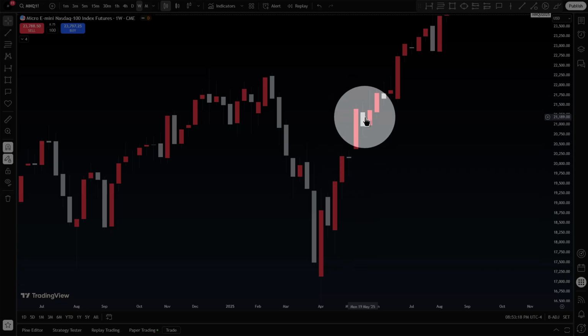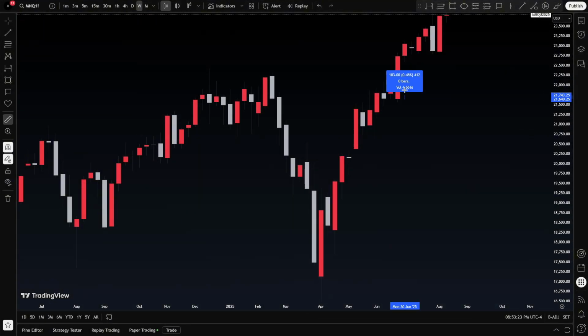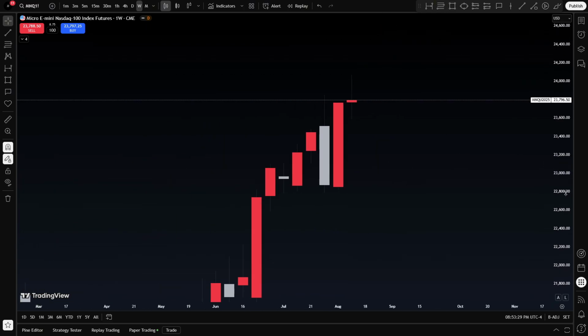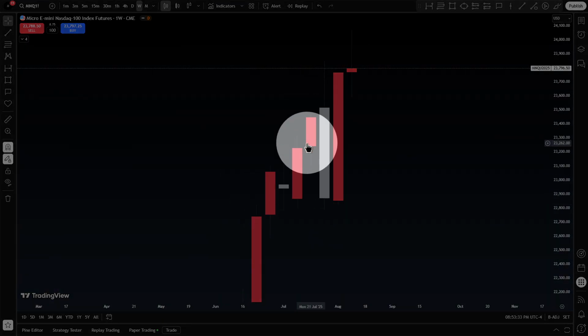Boom, jump up. Two smaller bodies, one big body. Boom, jumps up how many points? 1,000. Whoa, look at that. Pretty interesting, isn't it? Even in recent price action, like right now, we got this smaller body candle right here. Boom, jump up. See that? It's not hard at all, really, is it?